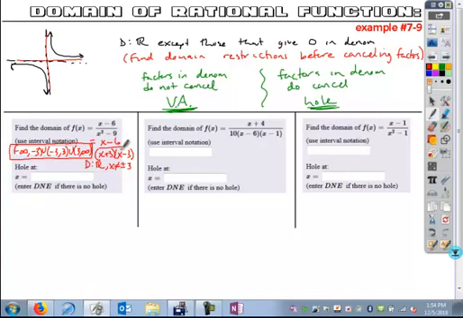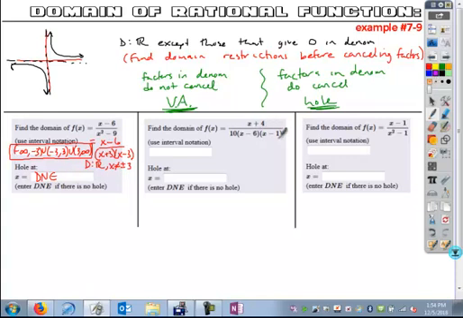Now, are there any holes in this function? We have two vertical asymptotes. We had factors that did not cancel. Do we have any factors that got canceled here? No canceled factors, right? I didn't cross anything out, and so there are no holes. Okay, let's look at the second example.